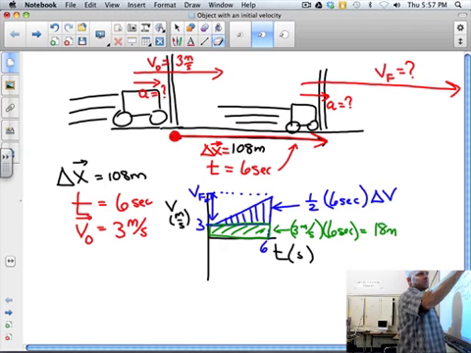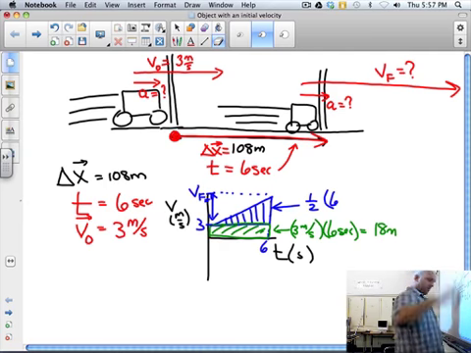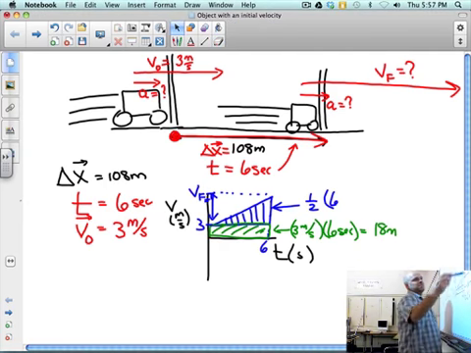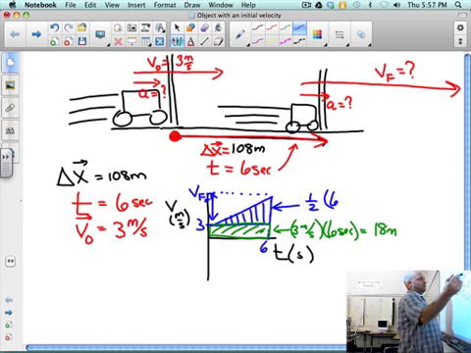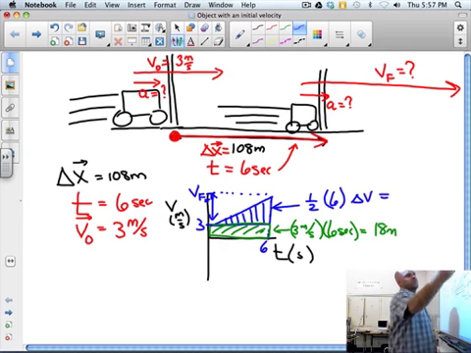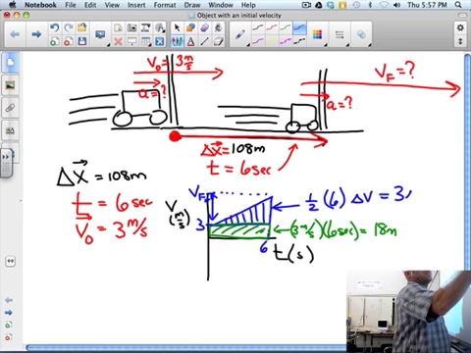And just to make it simpler, I'm going to leave out the units. After all, I have them on my axes. So what was that? 1/2 6 times change in V. This simplifies to 3 change in velocity, 3 delta V, right?